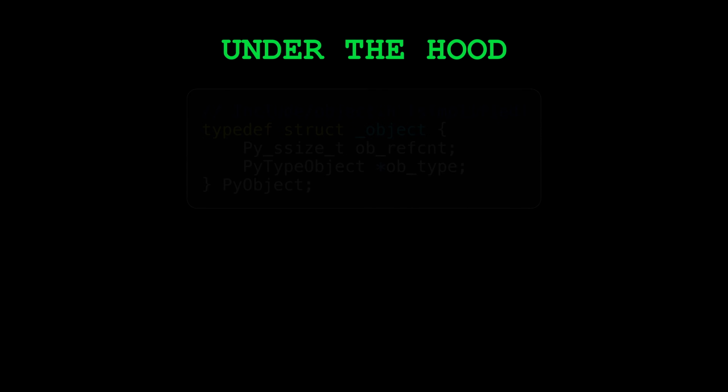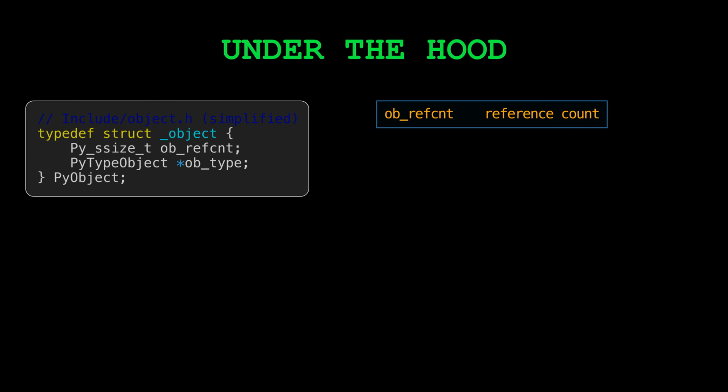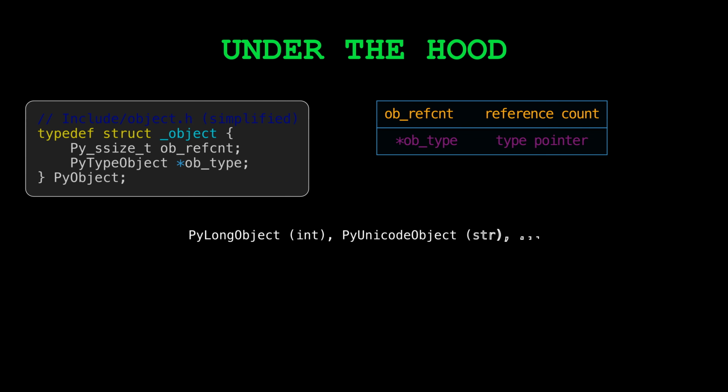In CPython, every value is represented by a C struct that starts with a PyObject header. This header contains just two fields, a reference count that tracks how many references point to this object, and a type pointer that tells Python what kind of object this is. The actual data lives in extended structs like PyLongObject for integers and PyUnicodeObject for strings. These embed PyObject at the top so they can all be treated uniformly through pointer casting. This is the everything is an object part of Python.